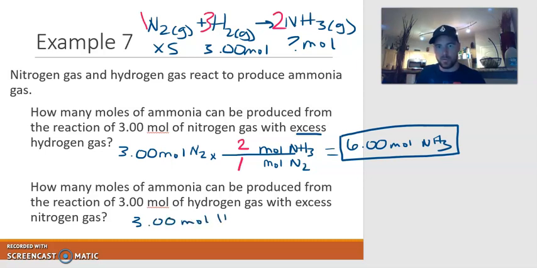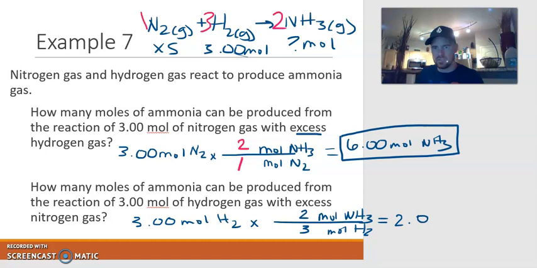So I'm going to write my 3 moles, but remember this time it's hydrogen. And I'm going to use my mole ratio: moles of hydrogen on the bottom, moles of NH3 on the top. For every 3 moles of hydrogen reacted, 2 moles of ammonia will be produced. 3 times 2 is 6, divided by 3 is 2. Using my correct number of sig figs, which should still be 3, 2.00 moles of ammonia will be produced.